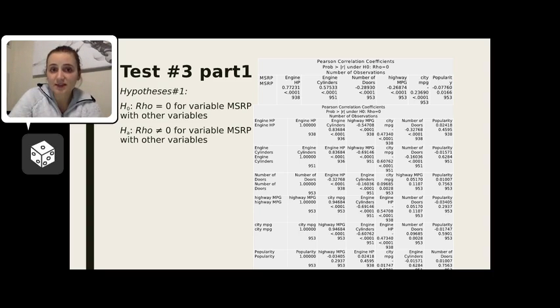Engine cylinder has a positive correlation. Now, the number of doors, highway miles per gallon, city miles per gallon, and popularity have a negative correlation.